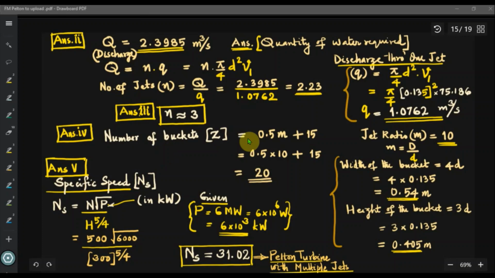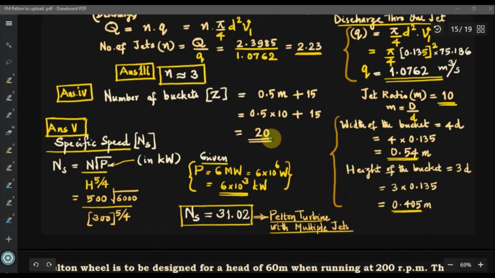Now number of buckets. We have already discussed there is an empirical relation for finding the number of buckets. Number of buckets, let's denote it by Z, is equal to 0.5 times the jet ratio plus 15. 0.5 times the jet ratio here is 10, that is the capital D by small d ratio, so that is 5, plus 15, that's 20. So the number of buckets required to be mounted on the Pelton wheel in this case is 20.